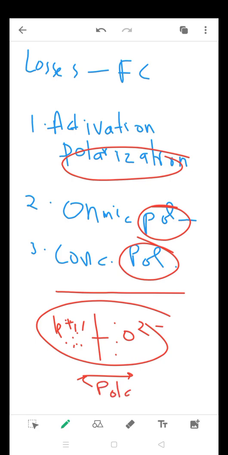So that is how the resistance or the inefficiencies caused have been termed polarization, due to the separation of charges. So all these three inefficiencies are actually doing the same thing. They are not allowing the positive and the negative charge to come close together.